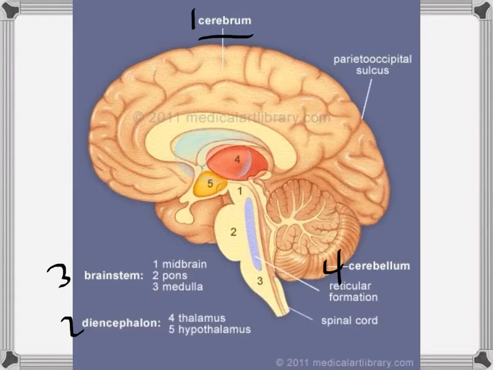The next part of the brain I'm going to talk about is the brainstem, and it is made up of 4 different areas. You have the midbrain, the pons, the medulla oblongata, and then the 4th area is this area called the reticular formation. And the last part of the brain that I'm going to talk about is this cauliflower-looking area down here called the cerebellum.